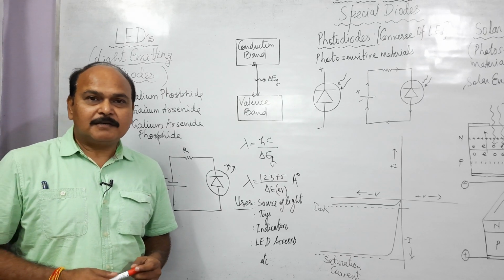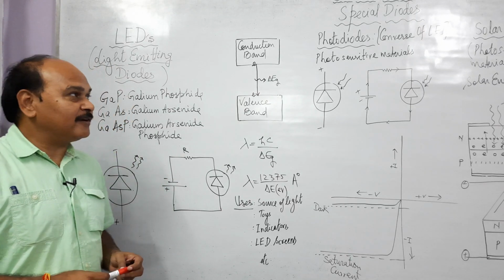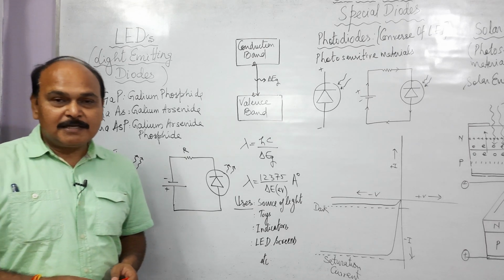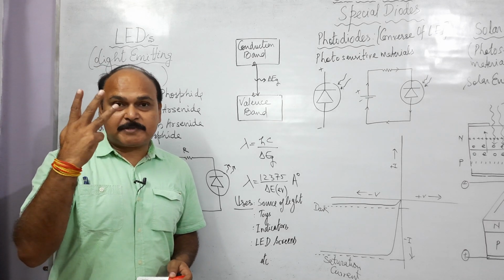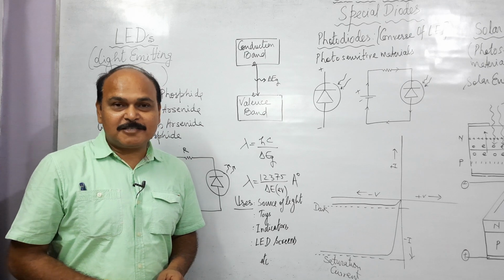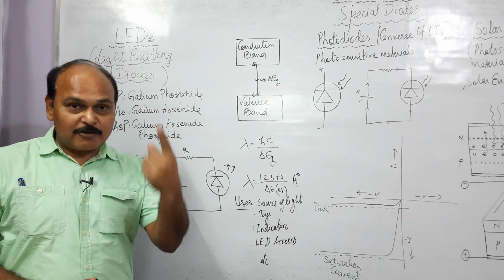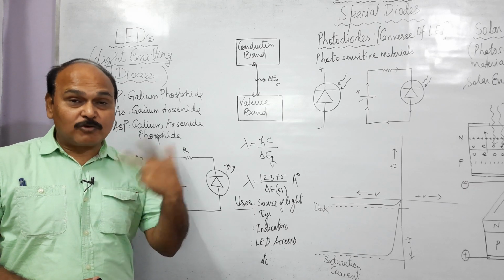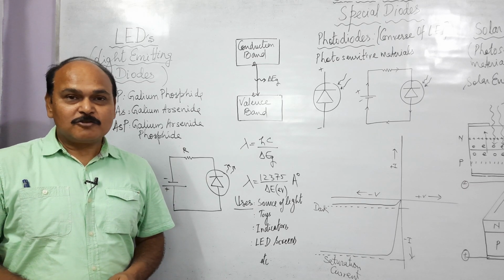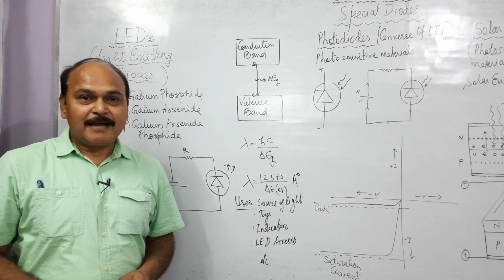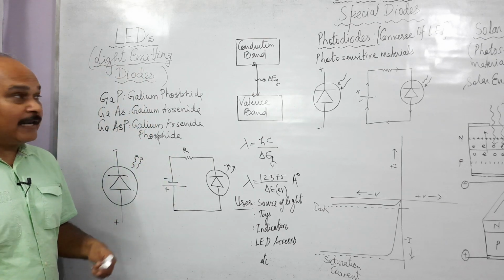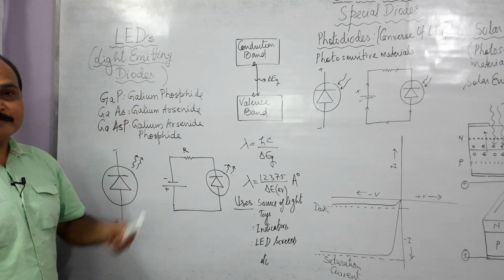Hello, my dear children. In the class of electronics, we are going to study three special diodes. These three special diodes are LEDs, photodiodes, and solar cells. So, what are LEDs? LEDs are nothing but light emitting diodes.